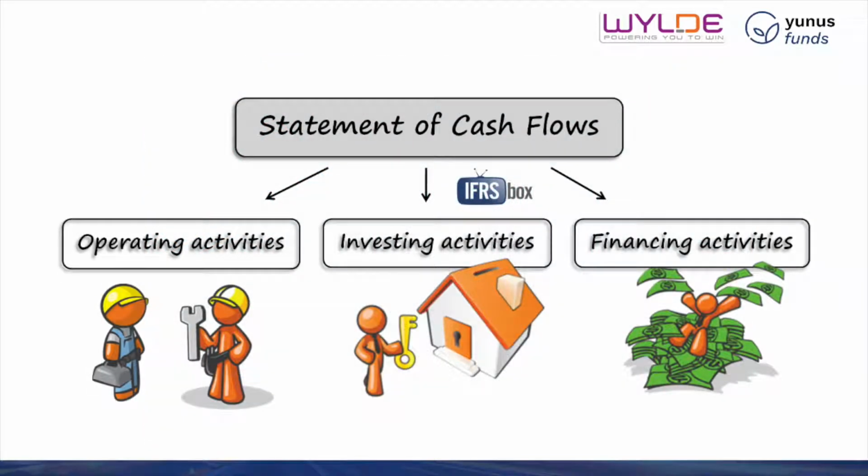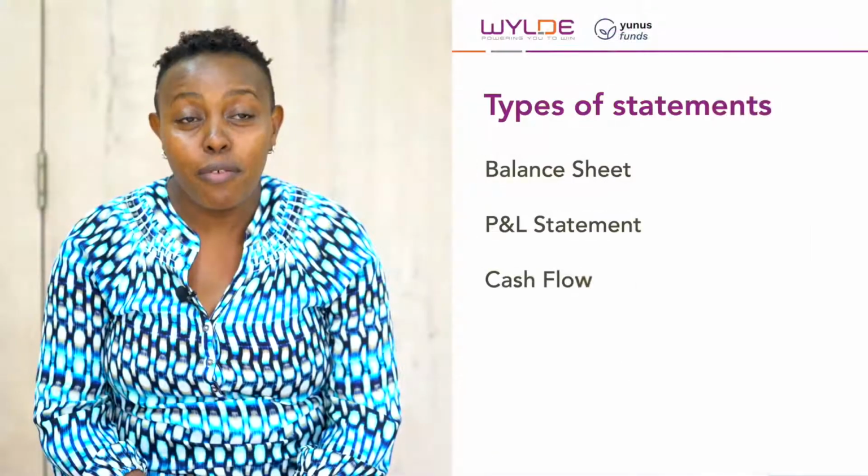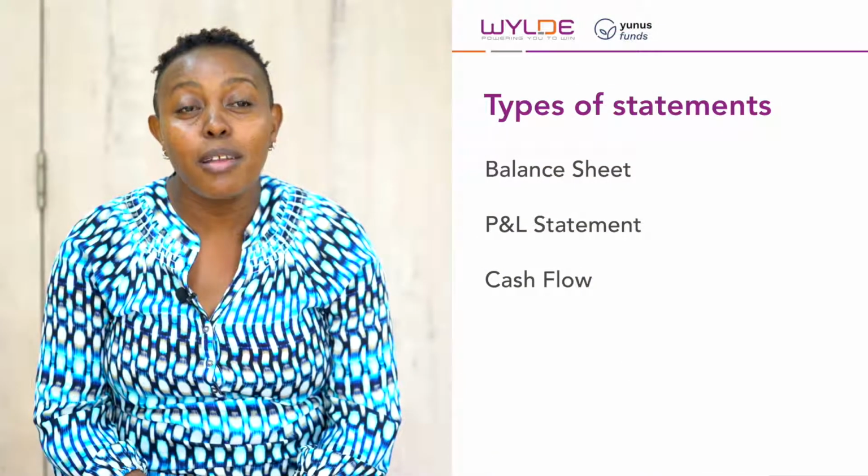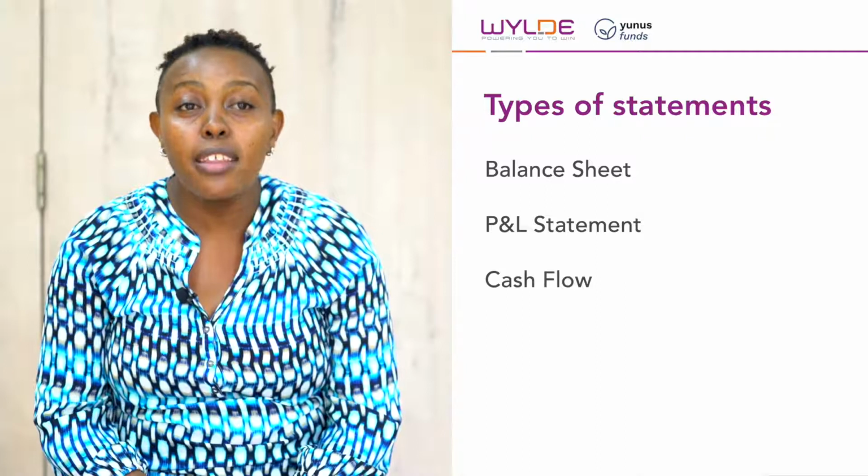3, what about a cash flow statement? A cash flow statement is a very critical statement that shows your money in and your money out. What do I mean? It shows how cash has flowed through the 3 activities of a business: 1, the operating activity; 2, the investing activity; and 3, the financing activity. Now, as I conclude, we have 3 financial statements: the balance sheet, the P&L, and the cash flow.